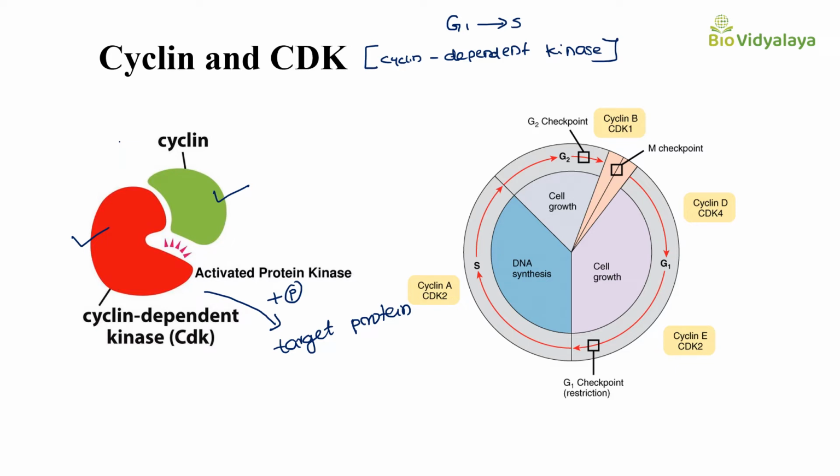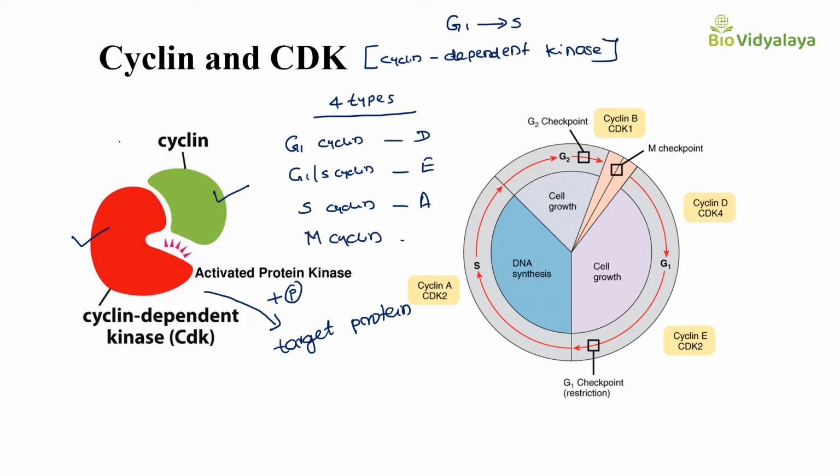There are four types of cyclin. G1 cyclin, which is cyclin D. G1/S cyclin, which is cyclin E. Then S cyclin, which is cyclin A. And M cyclin, which is cyclin B. So G1 cyclin means cyclin D, G1 to S cyclin is cyclin E, S cyclin means cyclin A, and M cyclin means cyclin B.